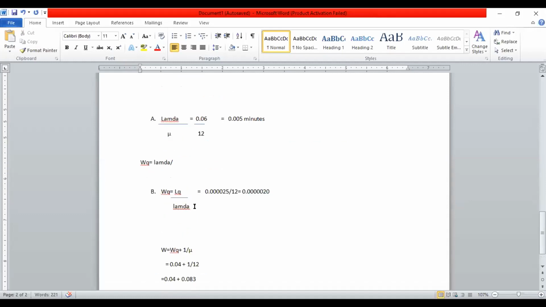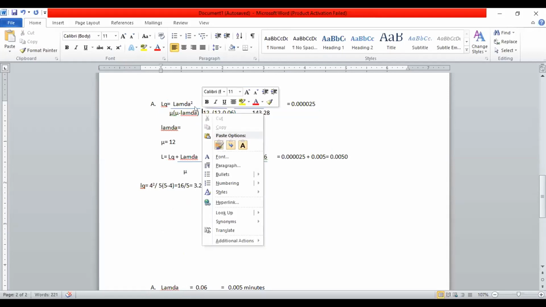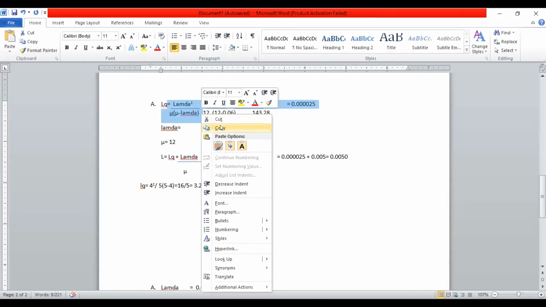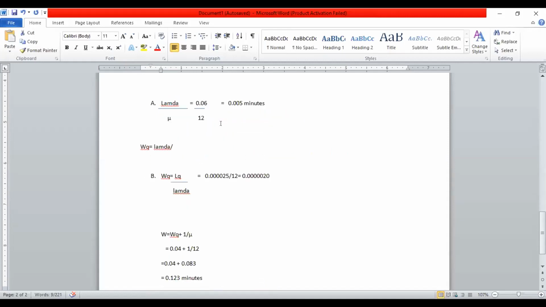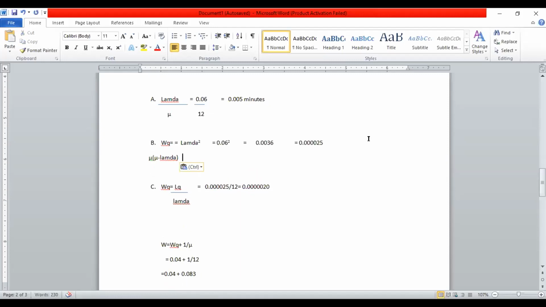Go back up the formula. You see what is in the LQ? Oh, this. Okay. All right. I'll just copy this. So take out the square now from the lambda. So take off the square of the lambda. There, you have the formula for WQ.